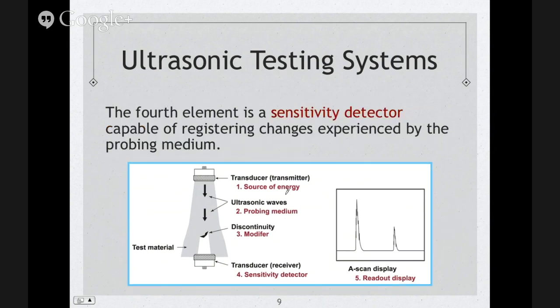And the fourth element is going to be a sensitivity detector, capable of registering changes experienced by the probing medium.